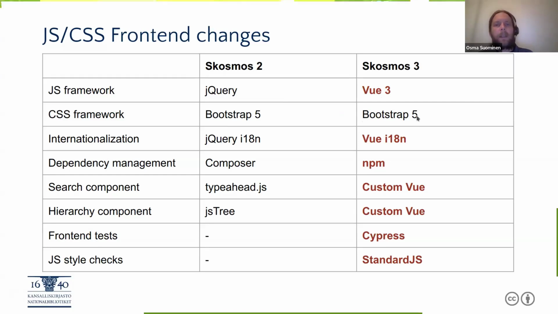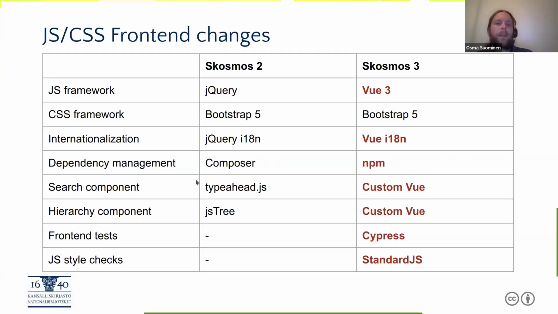It's Bootstrap 5. We use that to bootstrap the styles and then build on top of that. For internationalization, we use jQuery i18n, and now we use the corresponding Vue library, Vue extension. For dependency management, in Skosmos 2, we were able to use Composer, which is actually a PHP dependency management tool, but it's also possible to manage front-end dependencies like JavaScript libraries with some limits, but it's possible. But for Skosmos 3, we just went for NPM, which is more focused on JavaScript things, obviously.